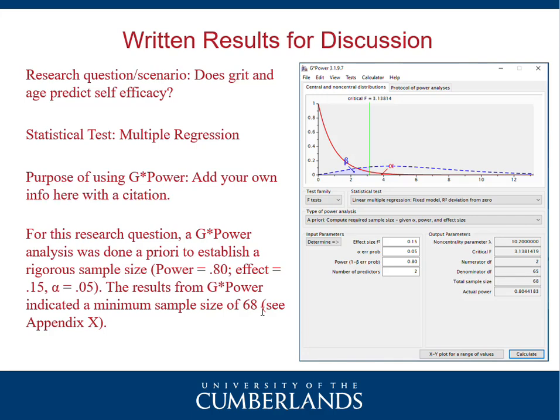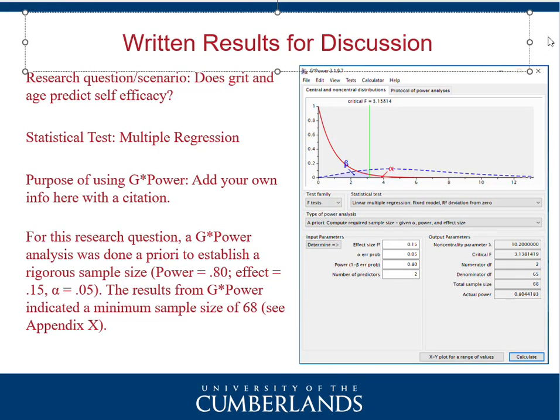Then see Appendix X. And that see Appendix X is important because both for our discussion as well as whether you're doing it for your dissertation, so for the IRB or your Chapter 3, you do have to include this G-power output. So make sure that you do a screenshot of your G-power output so that way you've got it and you can document it both for our discussions or if you're doing this for your dissertation.